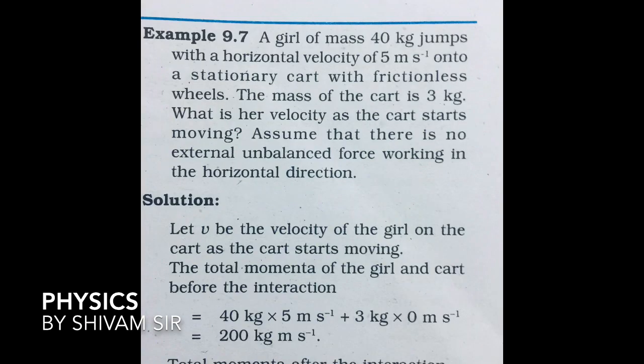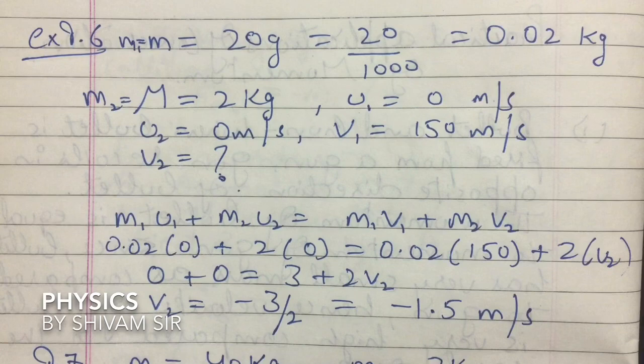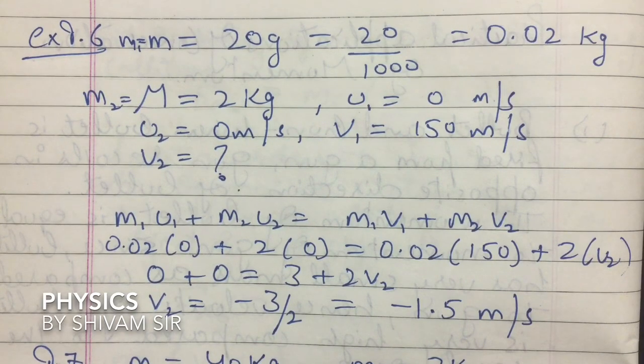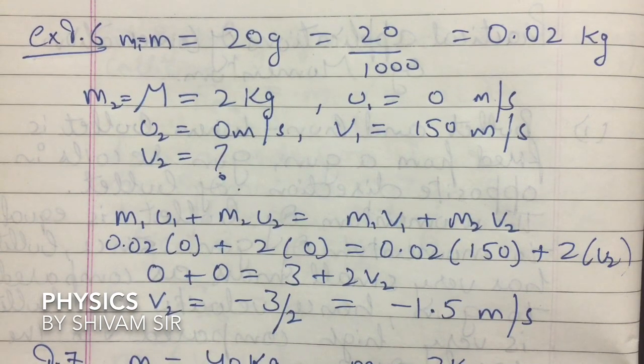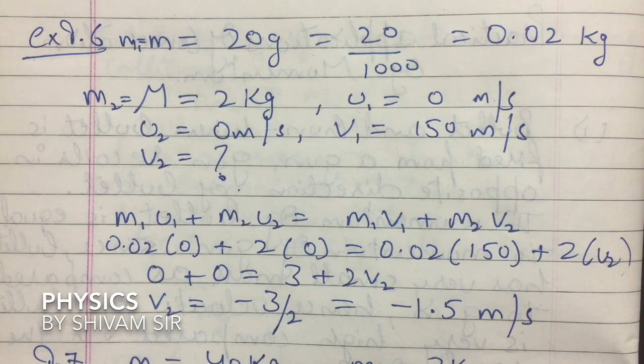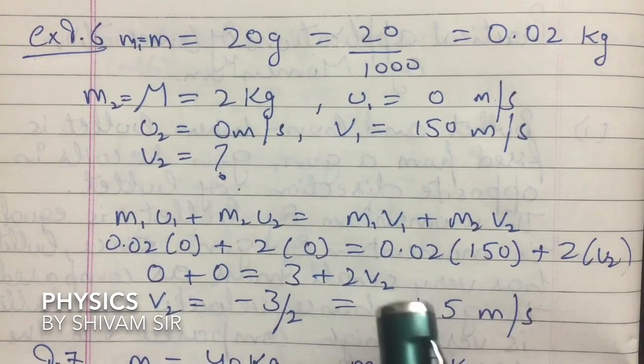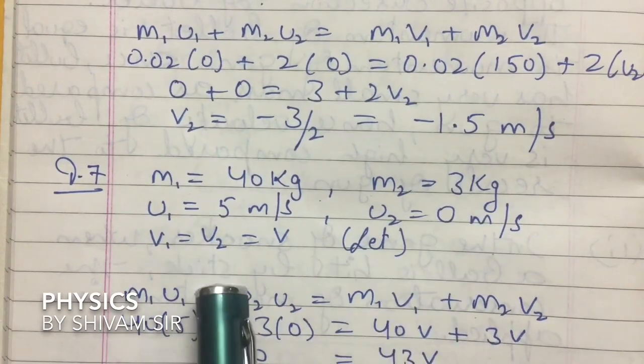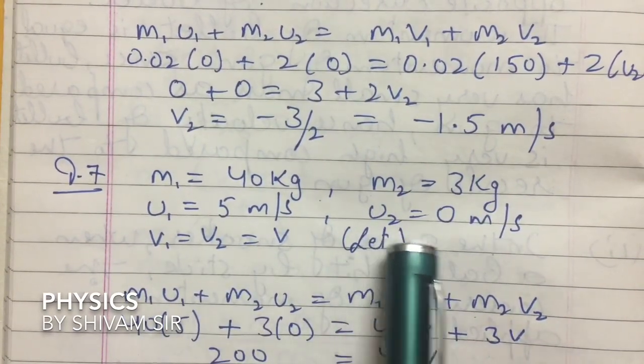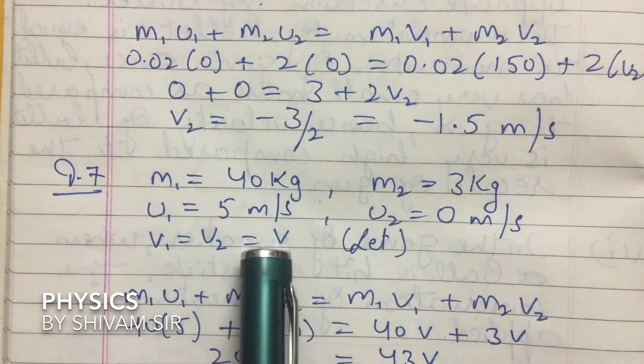So next, example number 9.7. A girl of mass 40 kg, so m1 is equal to 40 kg, moving with a horizontal velocity of 5 meter per second, so u1 is 5 meter per second, onto a stationary cart with frictionless wheels. The mass of the cart is 3 kg, so m2 is 3 kg. It is a stationary cart, so u2 is 0 and u1 is 5 meter per second.